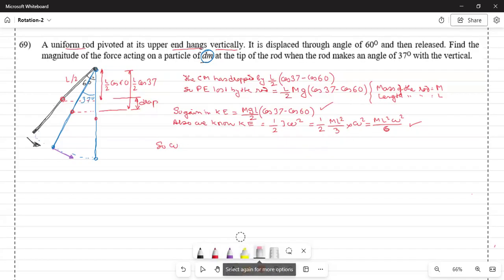Directly you cannot jump, you should not jump the stages. So ML square omega square by 6 is equal to MgL by 2 cos 37 minus cos 60.